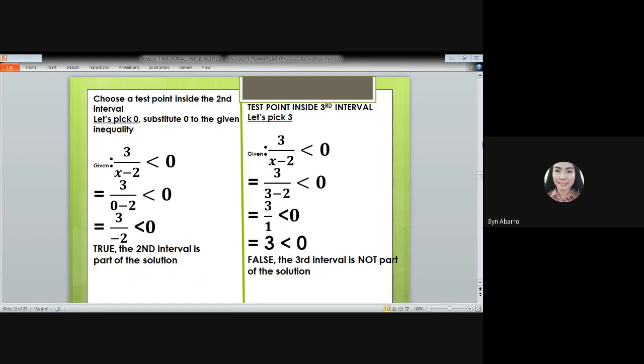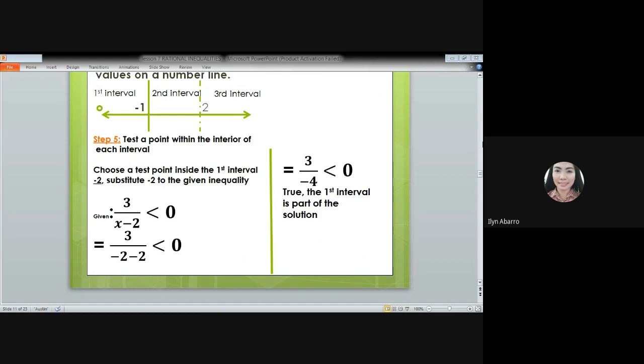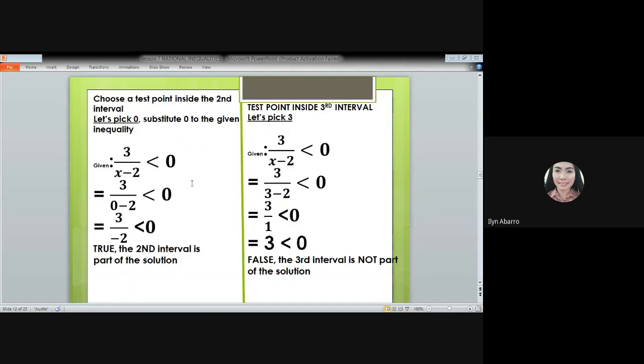Let's choose a value from the second interval. So, 0 again. Let's choose 0. In place of x, we'll substitute 0. So, it will become 3 over 0 minus 2 is less than 0. 3 over 0 minus 2 is 3 over negative 2, is that less than 0? True, because all negative numbers are smaller than 0. So, the second interval is part of the solution.